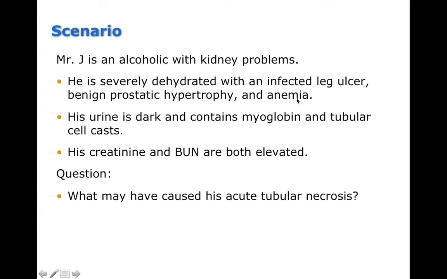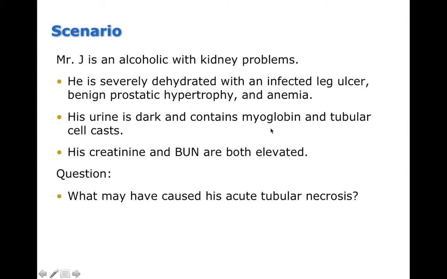But this would be more of a chronic issue. Like you would need chronic kidney injury in order for it to eventually lead to anemia. Now, his urine's dark and contains myoglobin and tubular cell casts. The fact that his urine has a lot of myoglobin indicates that he has muscle cell injury, because we know that myoglobin is normally found within muscle cells. So if you're finding a component of muscle cells within urine, that's not a good sign. And the fact that he has tubular cell casts also suggests that he has some necrosis of the kidney tubules.